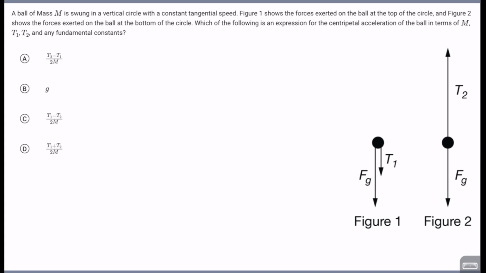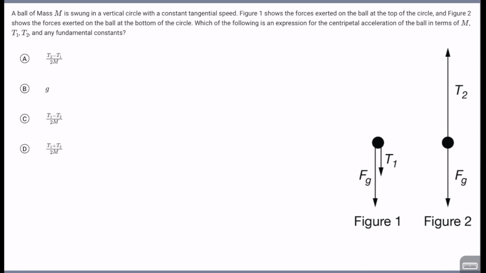A ball of mass m is swung in a vertical circle with a constant tangential speed. Figure 1 shows the forces exerted on the ball at the top of the circle, and figure 2 shows the forces exerted on the ball at the bottom of the circle. Which of the following is an expression for the centripetal acceleration of the ball in terms of m, T1, and T2, and fundamental constants?